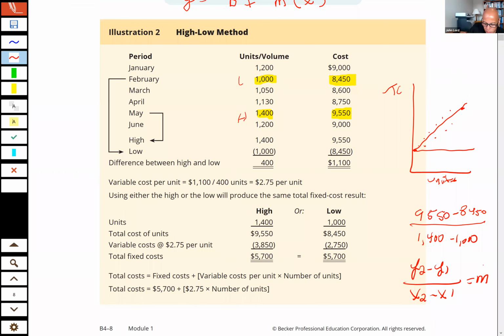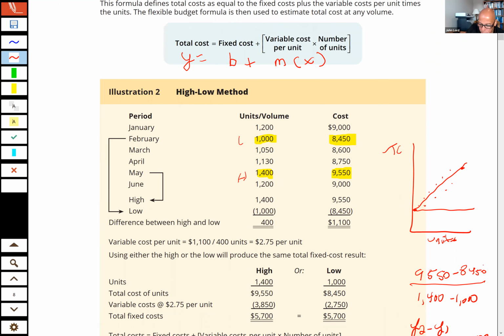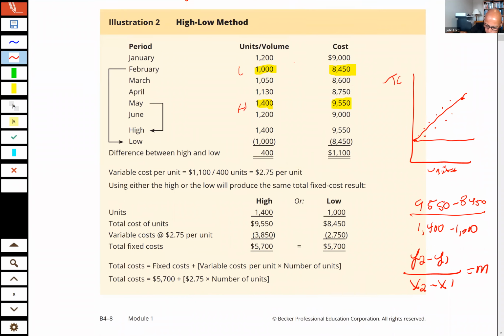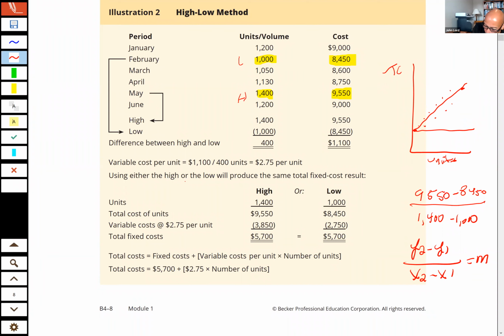Since our variable cost per unit is like the slope of this line, we just calculated our variable cost per unit by saying, if that difference is 1100 and the difference on the bottom is 400, then we calculate those differences, and so we were able to calculate our variable cost per unit. Once you have that, you can use it to come up with my fixed cost. You can calculate it using either the high or the low.